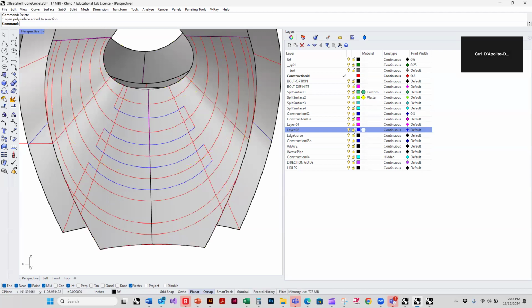Something like that. And then, oh, I kind of screwed this up, whatever. Okay, and then joined all of these.